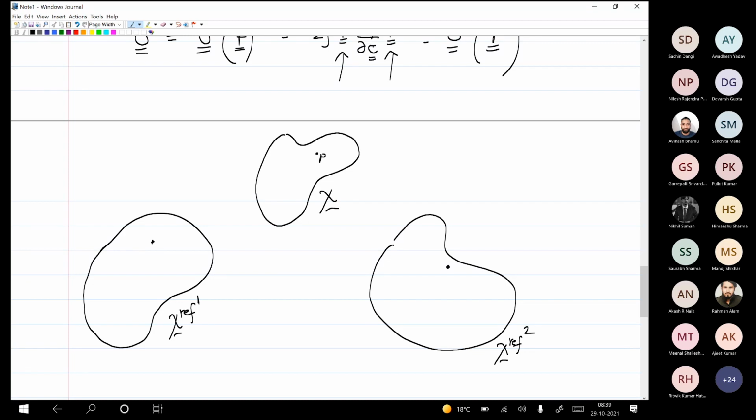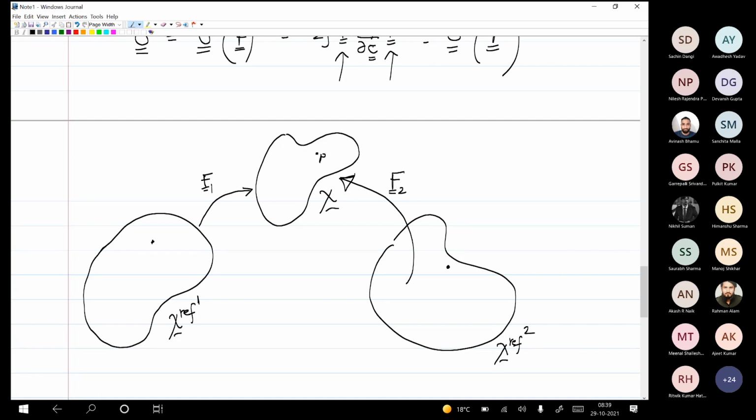Okay. So the map from here to here, because it is coming from the reference configuration 2, we can say that this is F2. Okay. And the map from here to here, we can say that that's F1. All right.